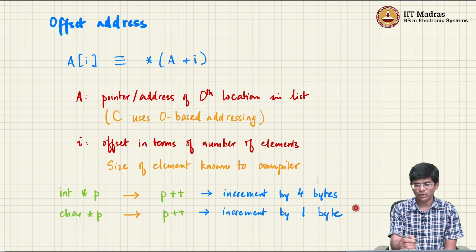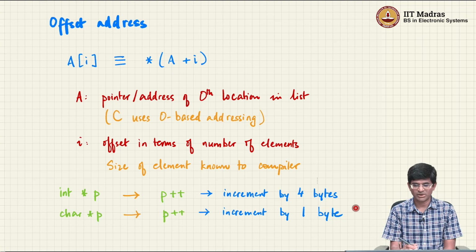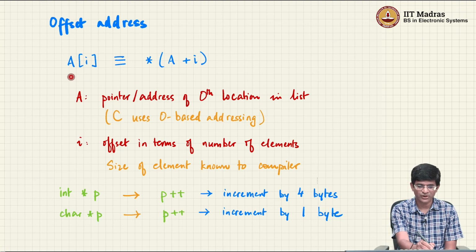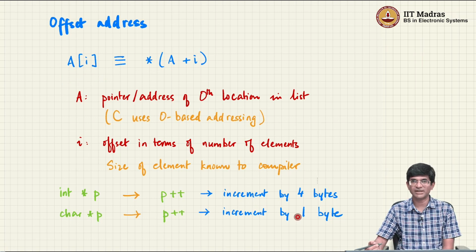Another way of looking at this, in terms of the syntax afforded by the C language, is that we usually use the syntax A of I. This is usually pronounced as A of I. The notation that we use is square brackets rather than the typical round brackets that we use when we are talking about functions. So the square brackets indicate array notation, and A of I indicates the ith element of the array labeled A.